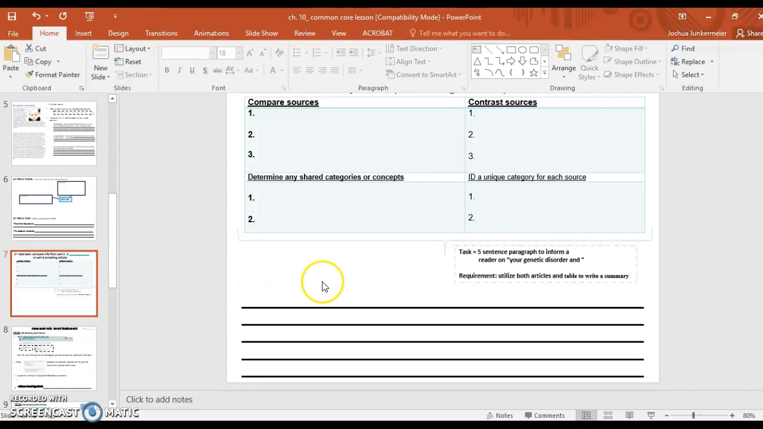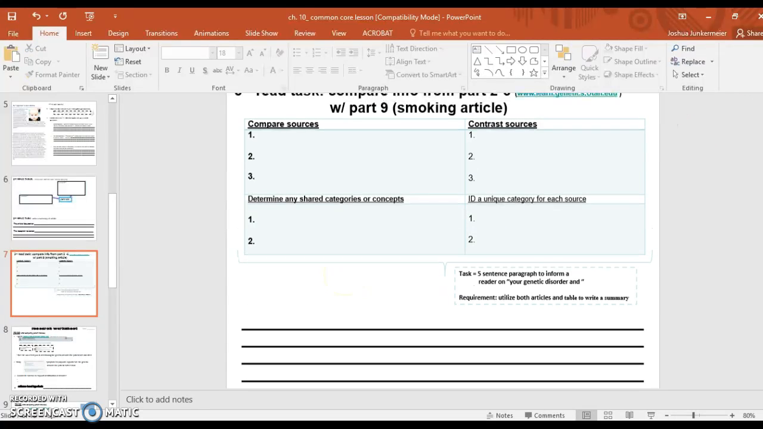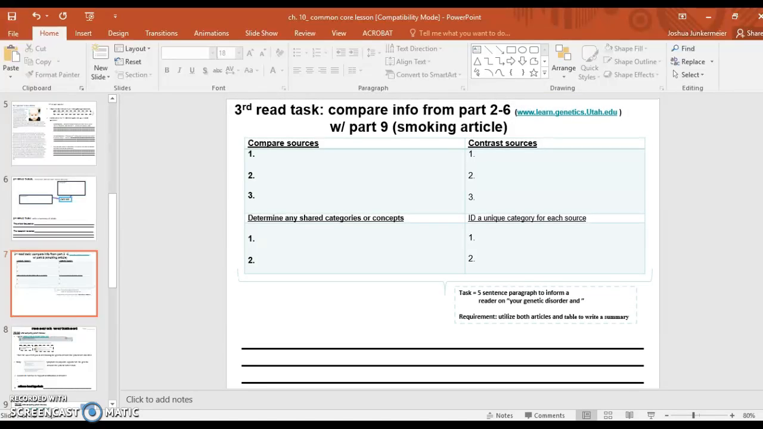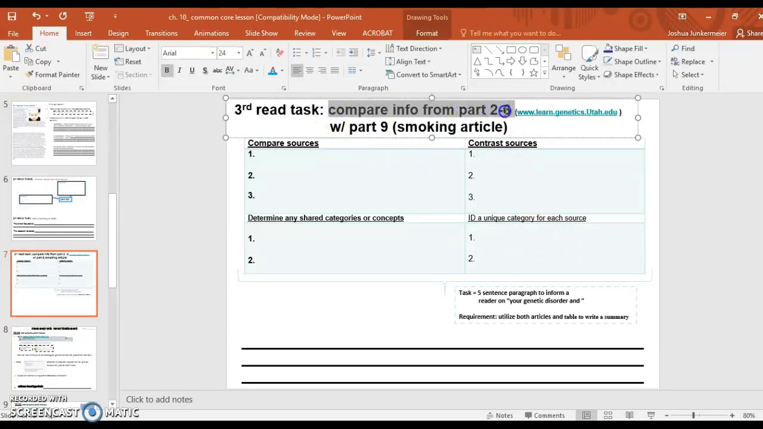The next thing, the final thing, is the more complicated task, which is you need to pull together all the research you've done so far. And that's a complex task, so we created a little table to try to help you organize your thoughts. It says, compare info from part 2 through 6 with part 9. Part 9 was the articles. It says smoking article, but any of the articles. So part 9 is just where we looked at articles.